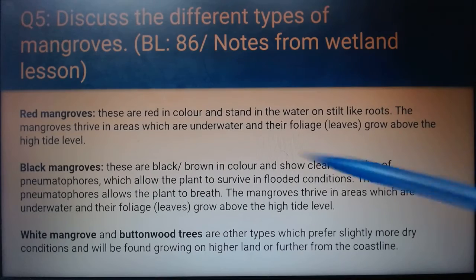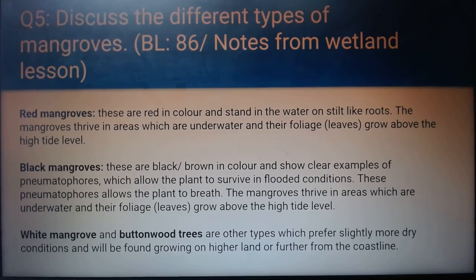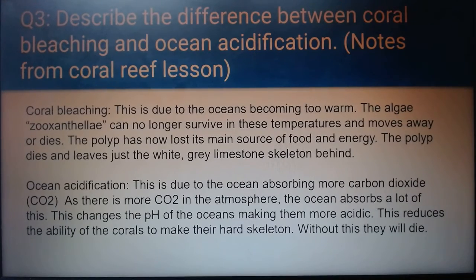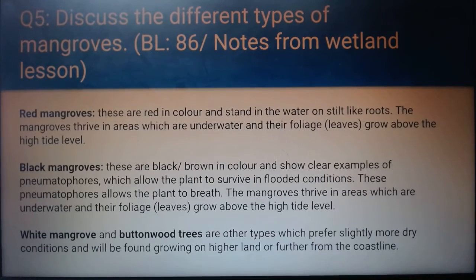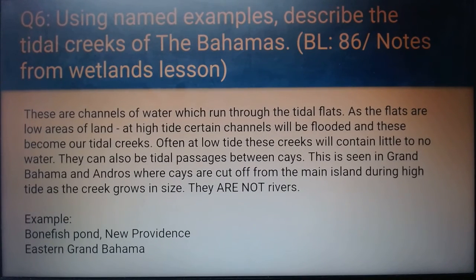So if you're asked to discuss something, you can talk about both. That's not the same as when we're asked to describe the difference between coral bleaching and acidification. So be very careful about what the questions are asking you in exams. Final question to review then, using named examples. When you see this, you have to include some named examples. Describe the tidal creeks of the Bahamas.